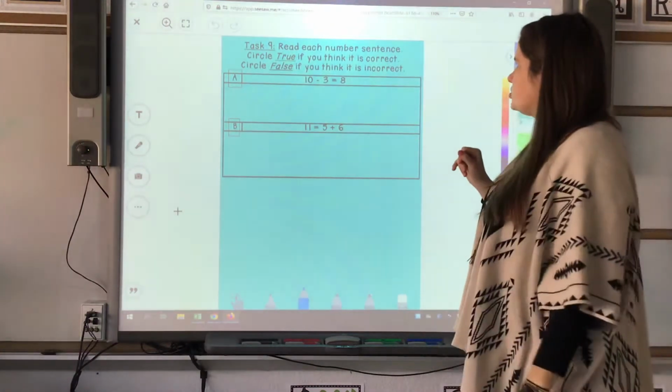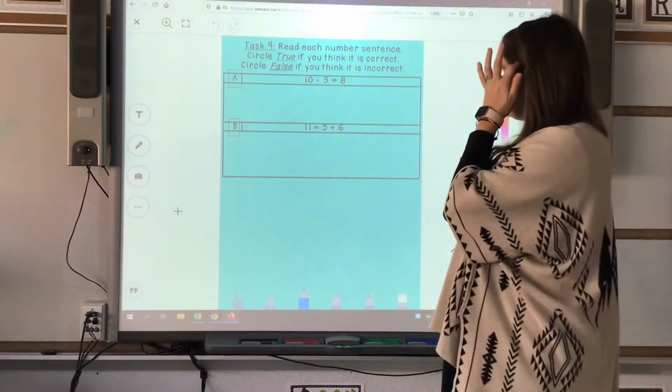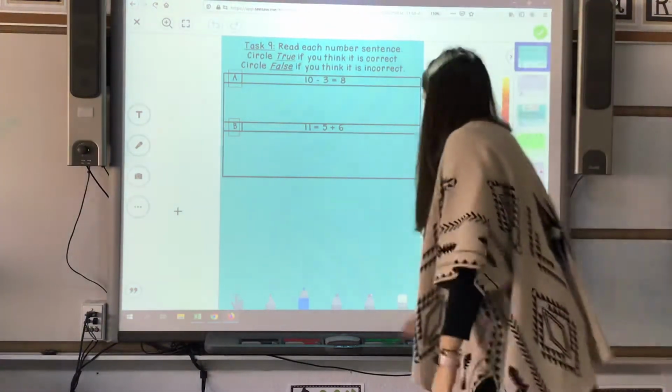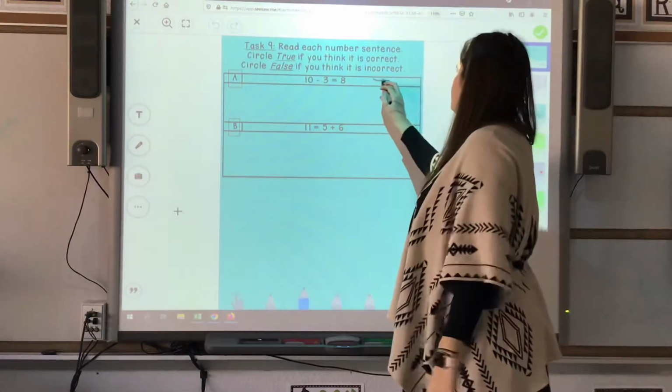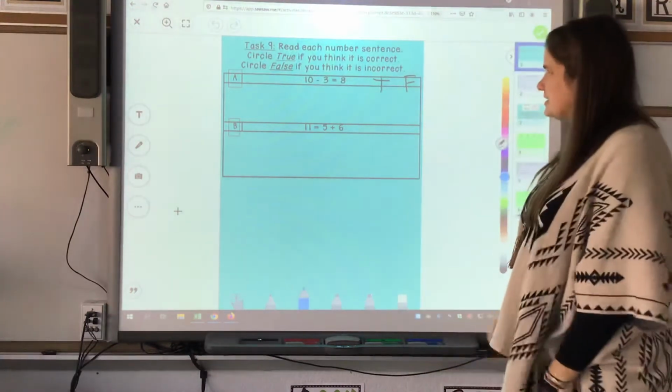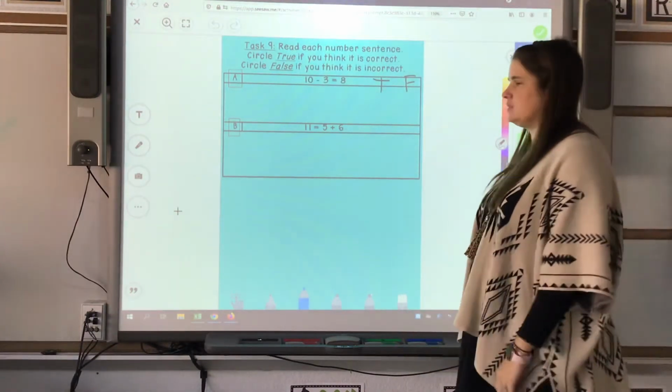It says read each number sentence, circle true if you think it is correct or false if you think it's incorrect. I don't know where the true and false words are, so over here on the side I'm going to put a T and an F. T for true, F for false. So this says 10 minus 3 equals 8.